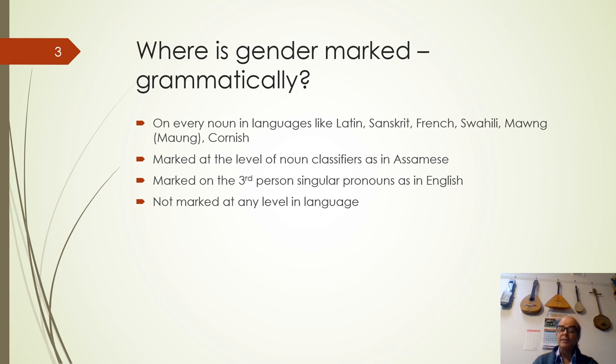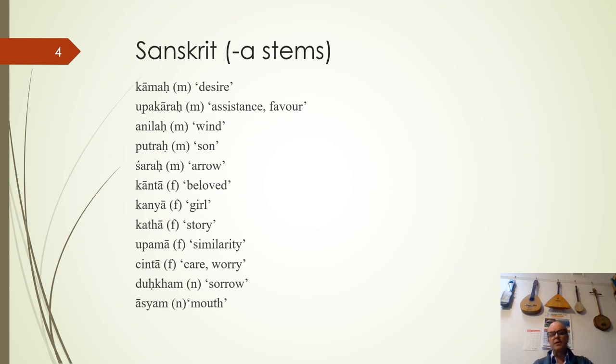And in some languages, my last point there isn't as complete as it could be, in some languages it's not marked at any level in the grammar. Gender, of course, in terms of biological sex, is still present. There will still be words for men and women, brother and sister, mother and father, but it is not a grammatical form. So let's have a look at how it works.